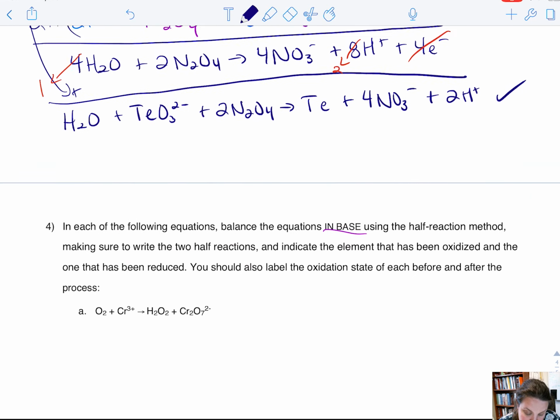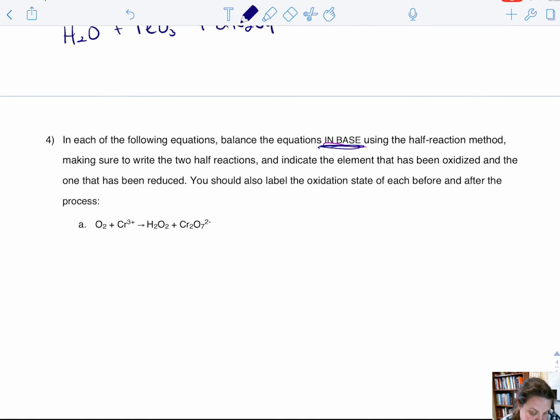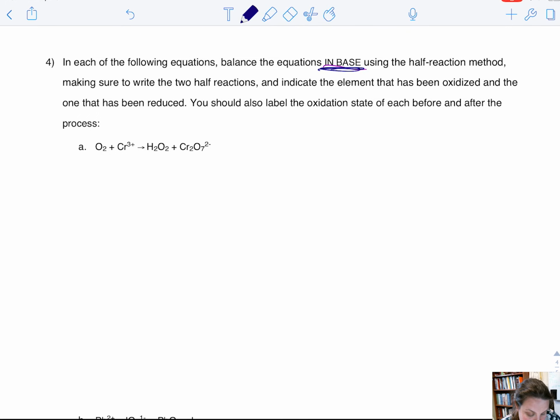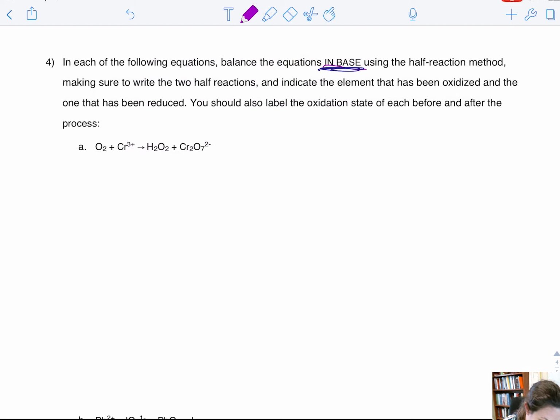Okay, for our next two, we're going to be in base. So we will have an additional step or steps after we're done with this. So we have O2 going to H2O2, and Cr3 plus going to Cr2O7 2 minus. Should look very similar because we just did a problem just like it.